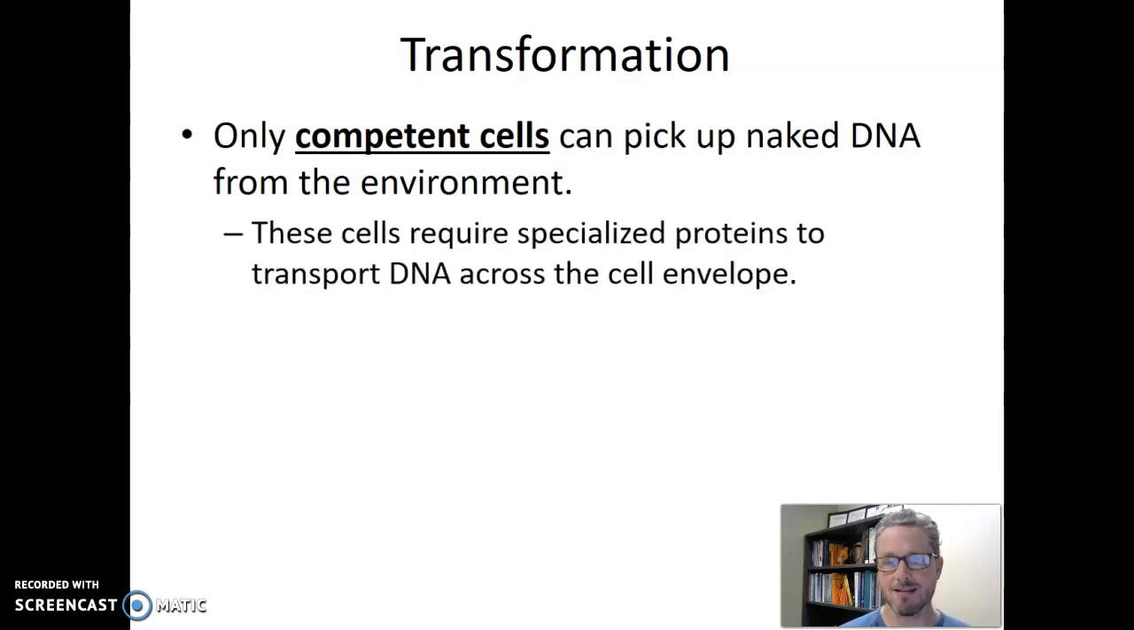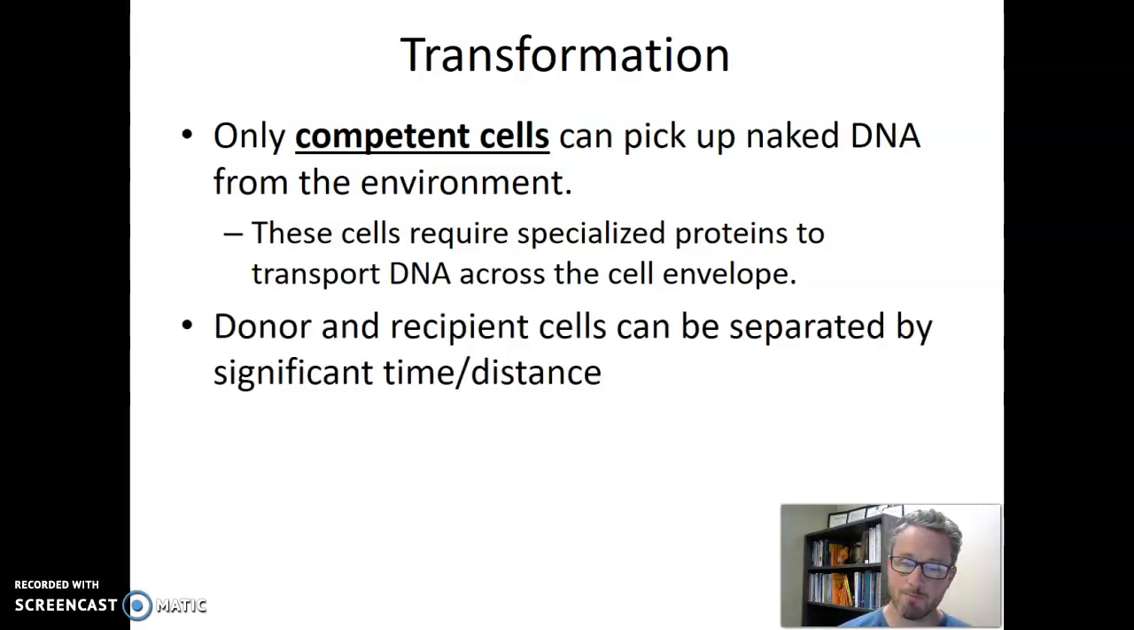Basically, competent cells require some sort of protein transporter in the cell envelope so that the DNA, which is a really large molecule, can get across those layers, the cell membrane and the cell wall, and potentially the outer membrane as well. So again, to be able to pick up DNA from the environment, the cell has to be special in a certain way. And again, it has to be competent, meaning that it has transporters in its membrane that will allow it to move DNA from the outside of the cell to the inside of the cell.